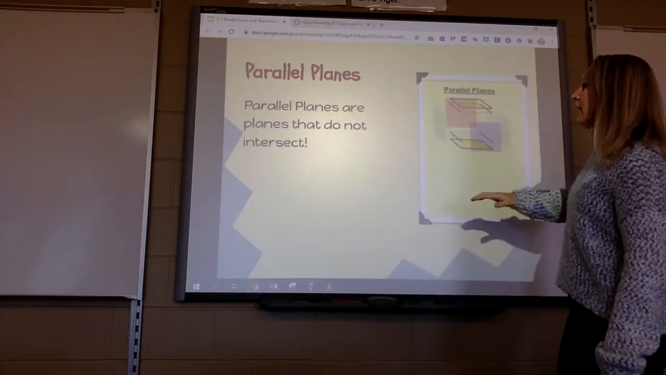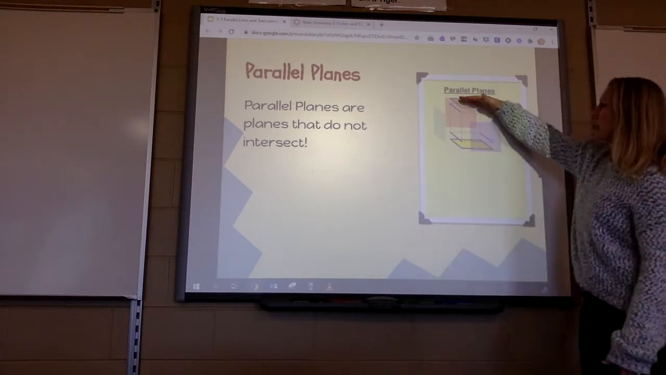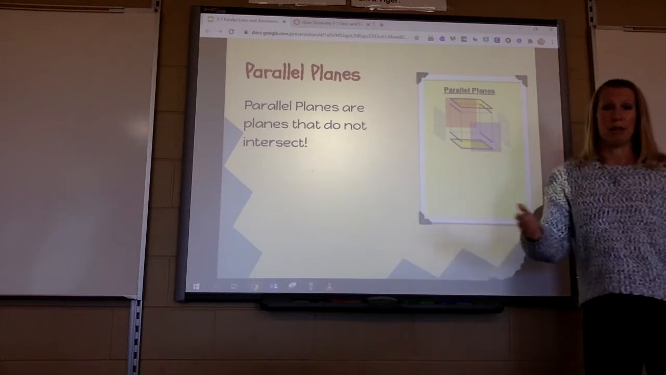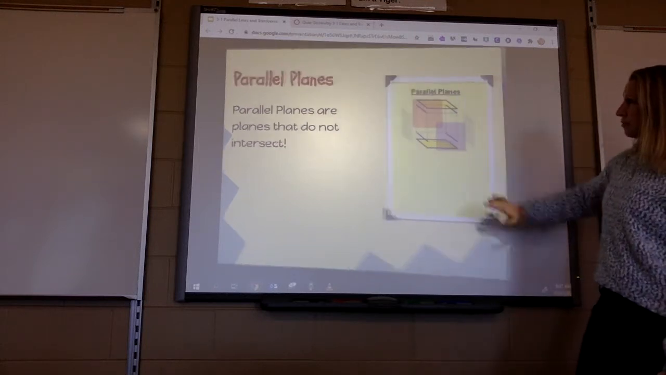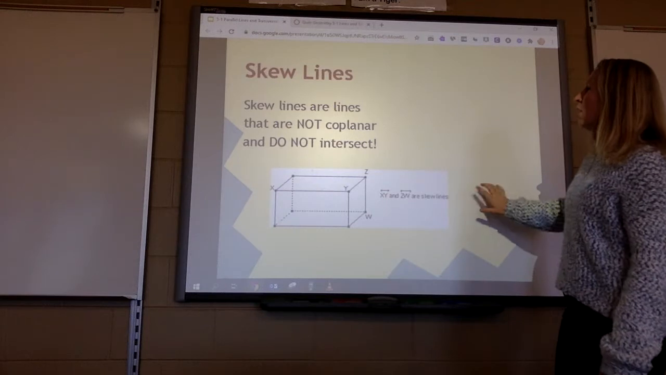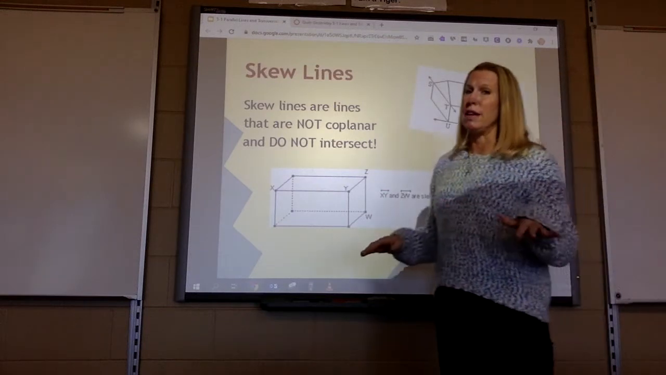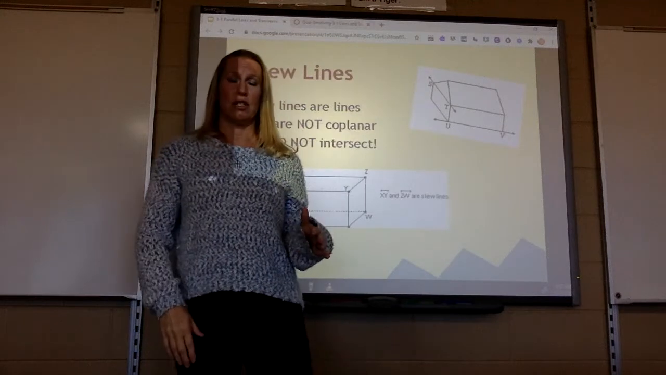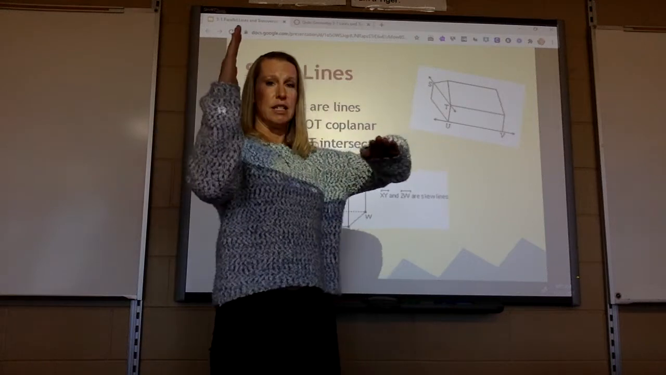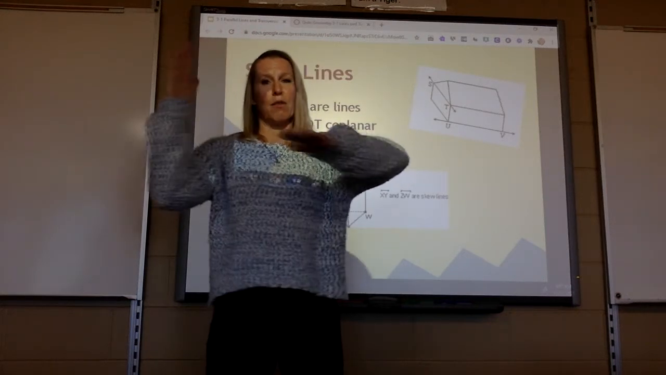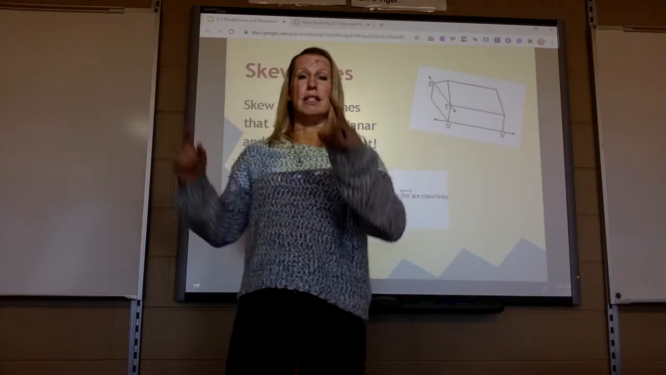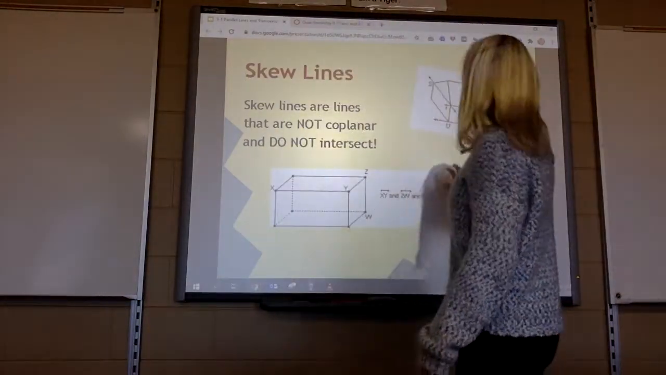So parallel planes are planes that never intersect, like this top plane and this bottom plane never intersect. The front plane, the back plane, the two side planes, those would be planes that never intersect. And then this is something different, skew lines. Skew lines are in different planes, so they never intersect, but they're going in different directions. So if I have a line going this way, and then a line going this way, they're in different planes, but they will never intersect. So two lines going in different directions, they will never intersect.